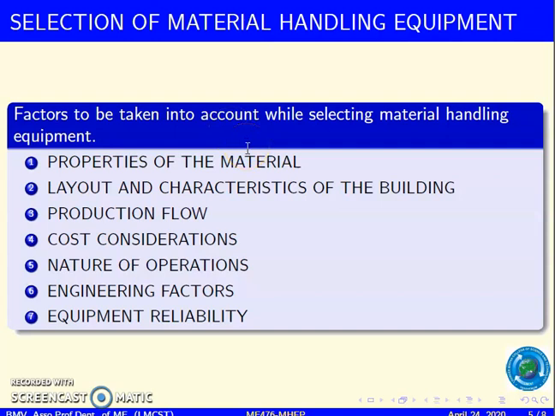What are the factors that have to be taken into account while we select a material handling equipment? These are the factors we have to consider while we select a material handling equipment for a manufacturing plant: the property of the material, layout and characteristics of the building, production flow, cost considerations, nature of operations, engineering factors, equipment reliability. Now in the previous sessions we have seen each parameter and discussed it in detail. So we will just see this and go to the next portion.